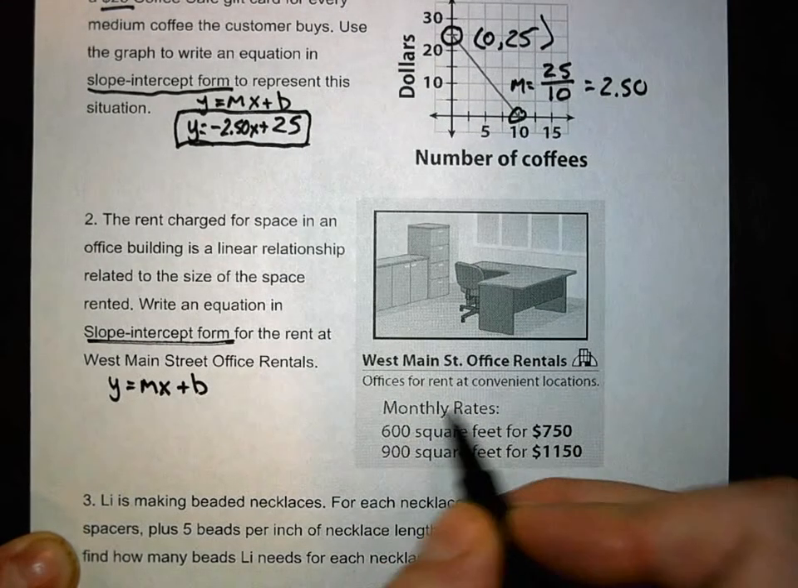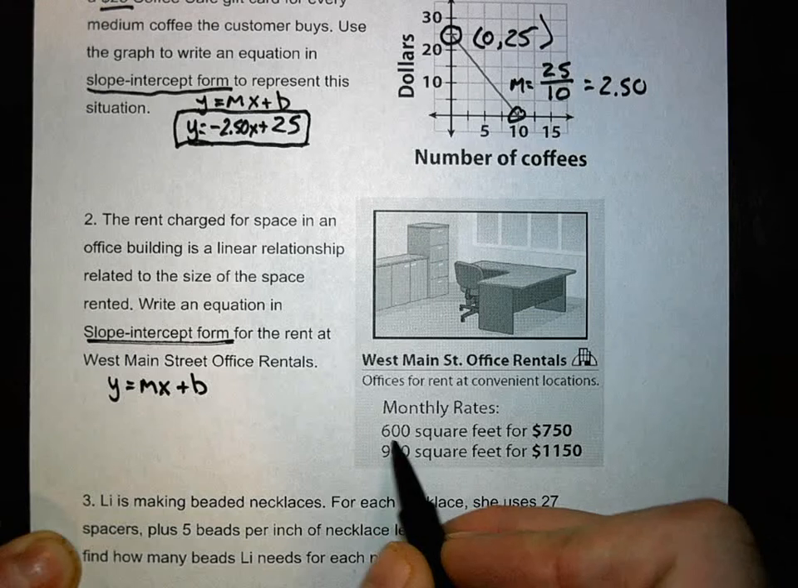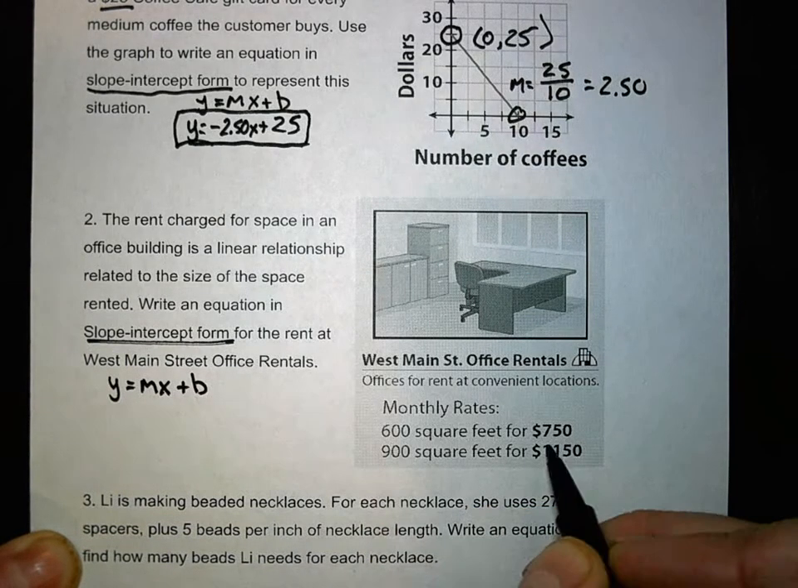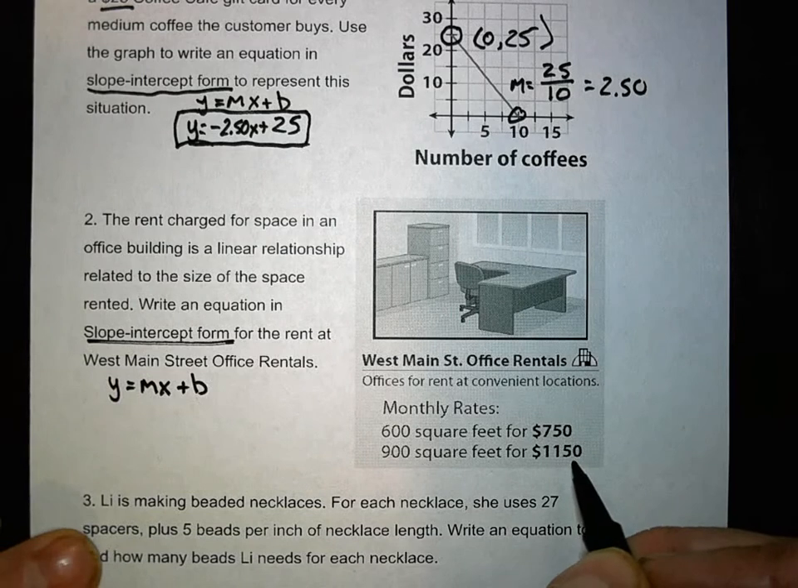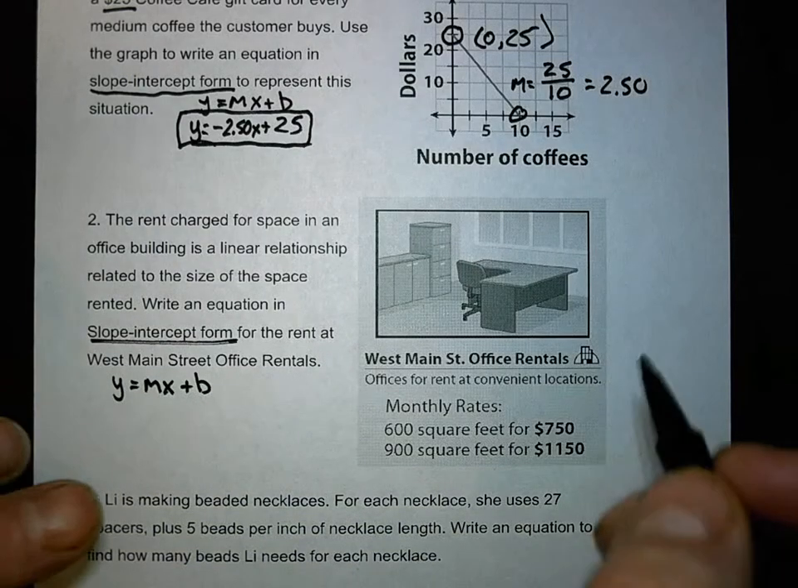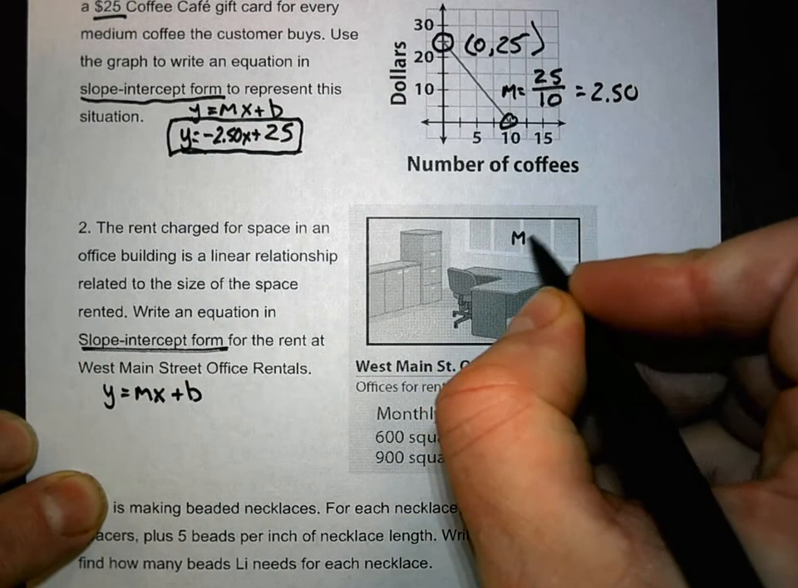Let's look at the ad here. The ad says we've got rental spaces. 600 square feet is $750, right? 900 square feet is $1,150. How can I find the slope with these? What are the ways to get m?